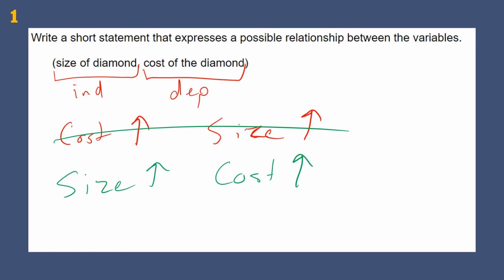Now, to be fair, there's actually a flip way we could do this. We could do one more version. We say as the size goes down, then the cost would go down. They're in the same direction. So even if we said down, it still is a mathematical relationship.